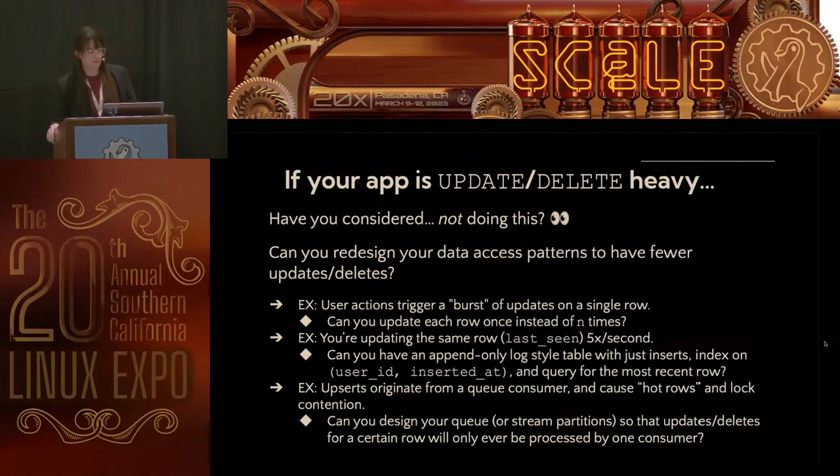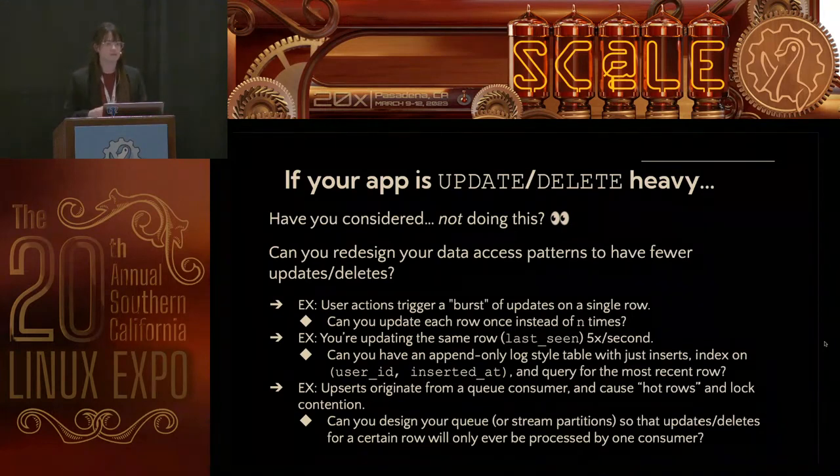Some examples that you might see here are users' actions triggering a burst of updates for a single row. Something you might consider is, can you update each row once instead of n times? A way that I see this done is, if you have something like Kafka, consumers writing into Postgres can use Kafka Streams or something to combine them into a single write, or can you just batch it? How are you doing your application logic to be inserting into this?